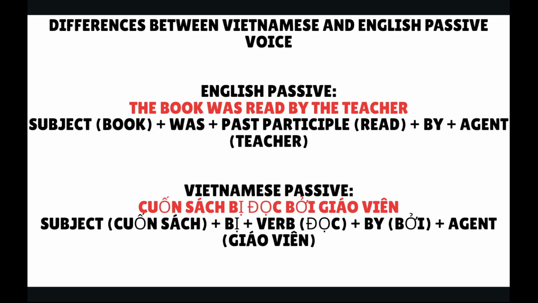And the Vietnamese passive of the same sentence above, this one has bị representing the passive. So for English, the passive is represented by am, is, are, was, or were.